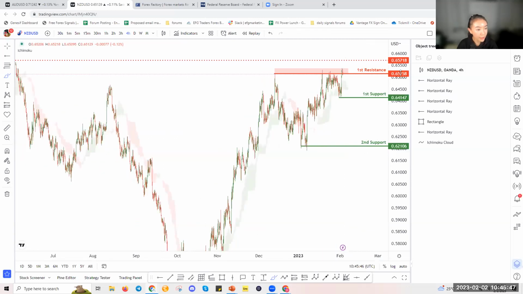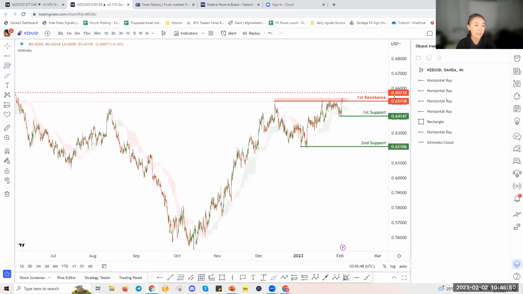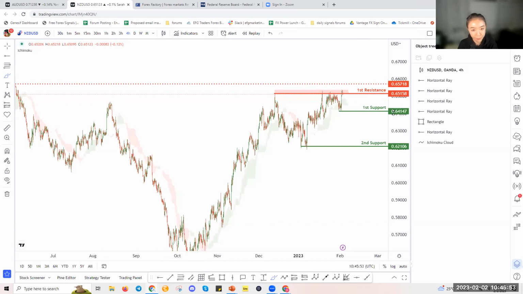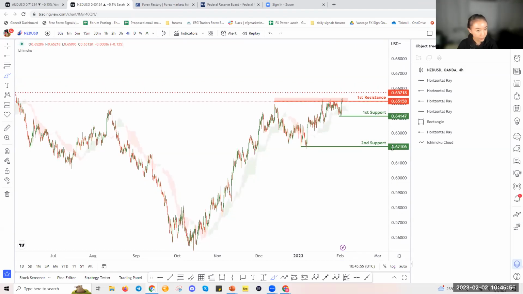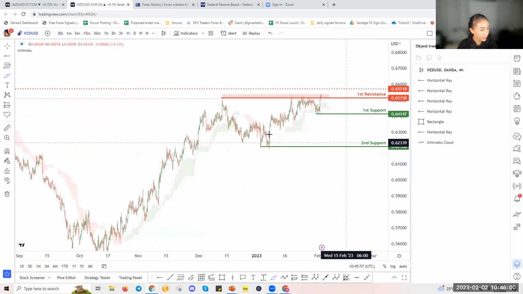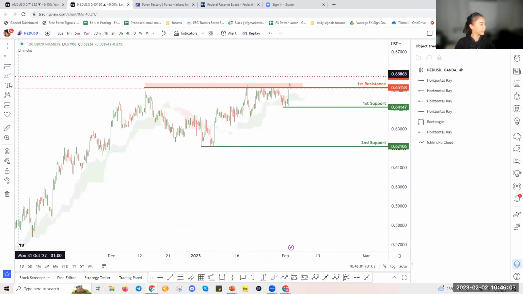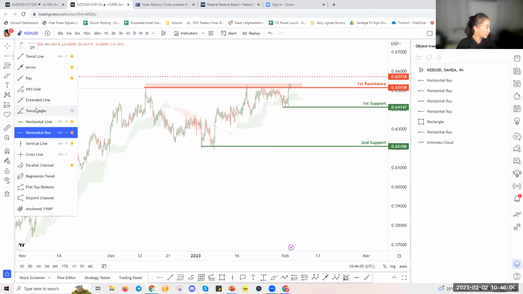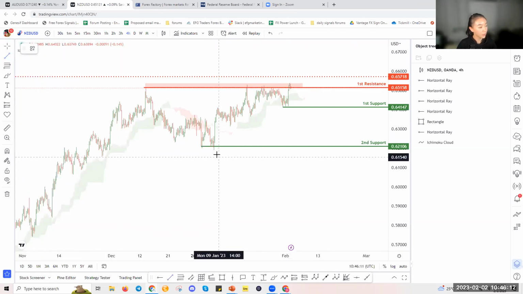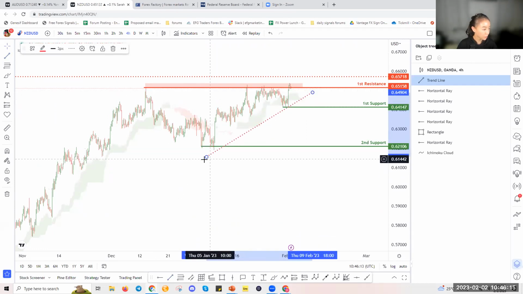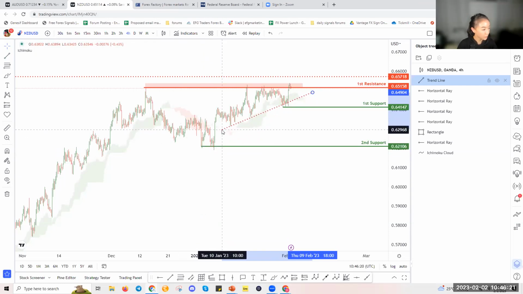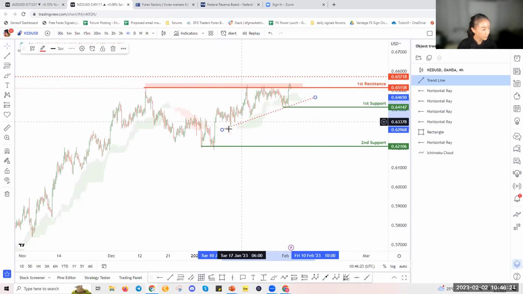Okay, so after that, let's ask whether there is any ascending trend line or any ascending channel. So let's find, is there any ascending trend line? No. Okay, so let's draw here. Okay, this one can be considered a quite good trend line.